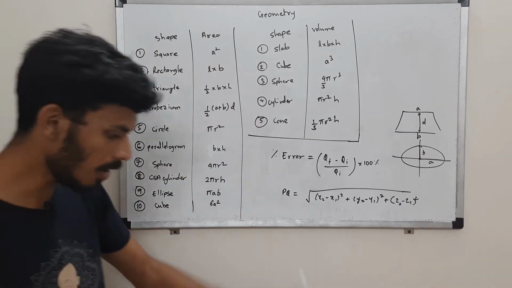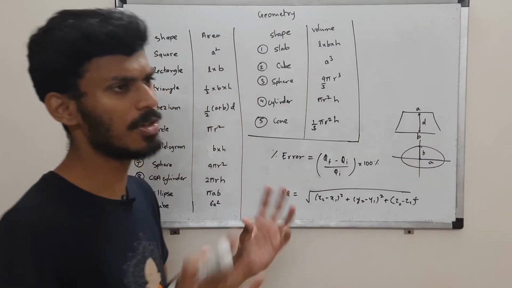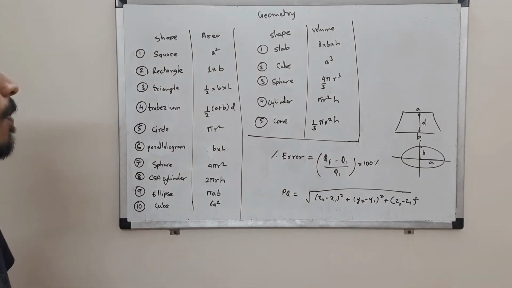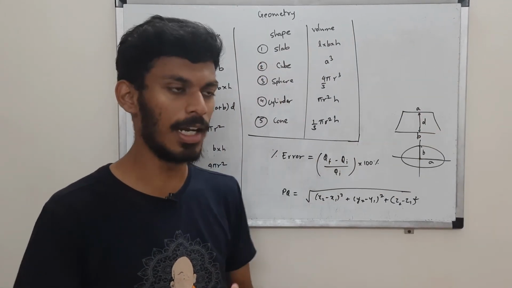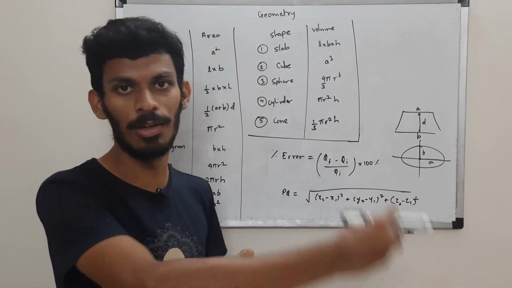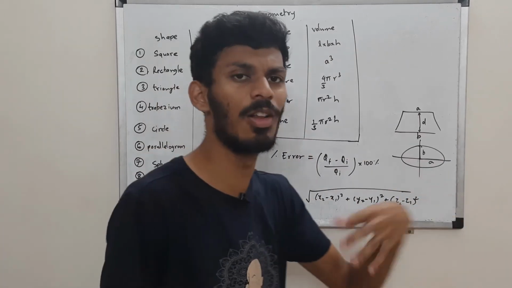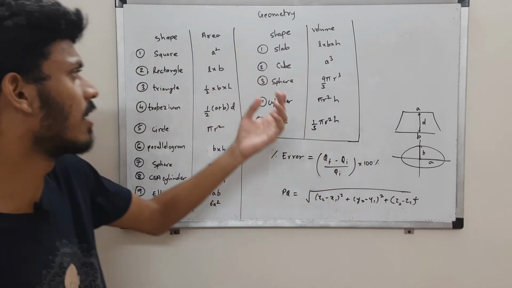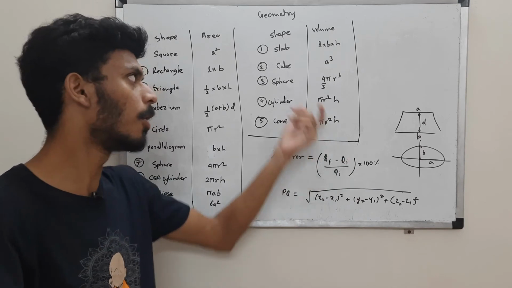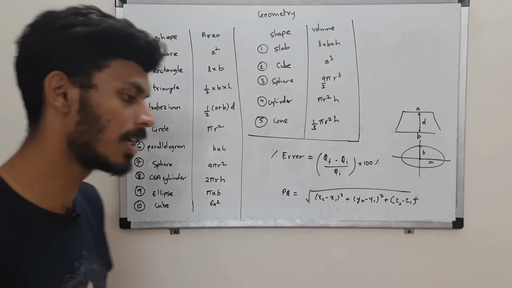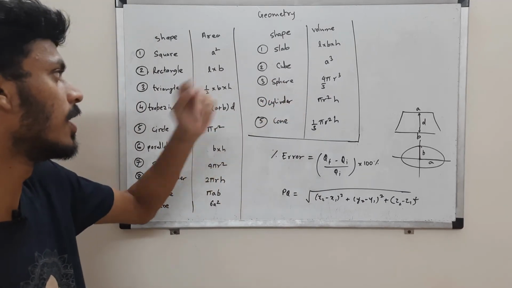Now let's come to the volume of some important shapes. A slab is usually in rectangular form, so the volume is length into breadth into height, in meter cube. That will give you the volume of the slab. Cube, basically all three sides are equal. It's just like a slab, but all the three sides are equal, so a into a into a, or a cube. Then sphere is 4 upon 3 pi r cube. That is the volume of a sphere.